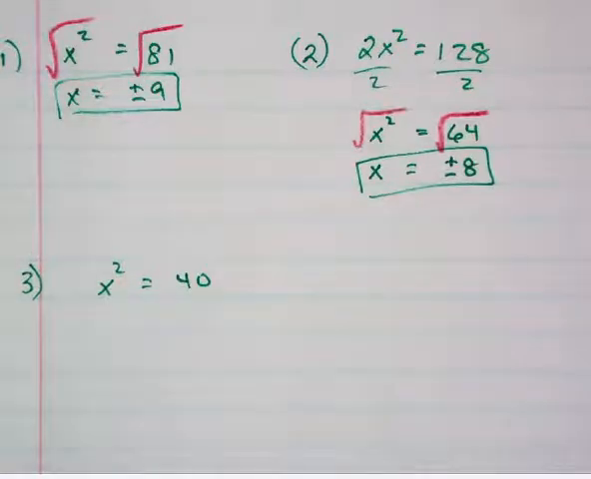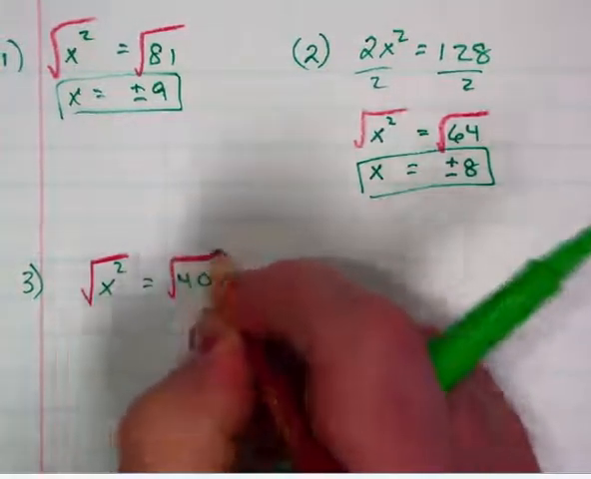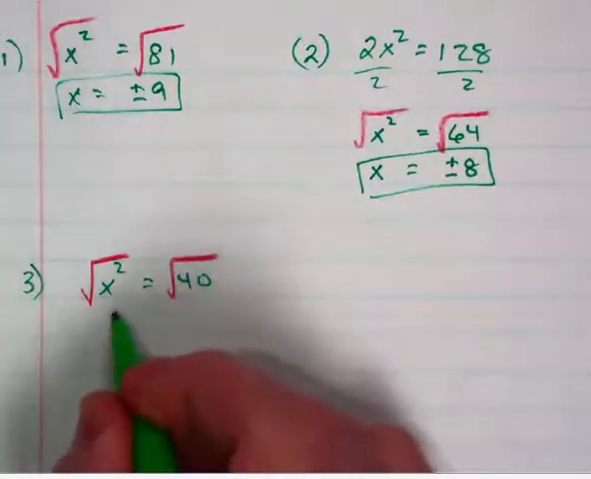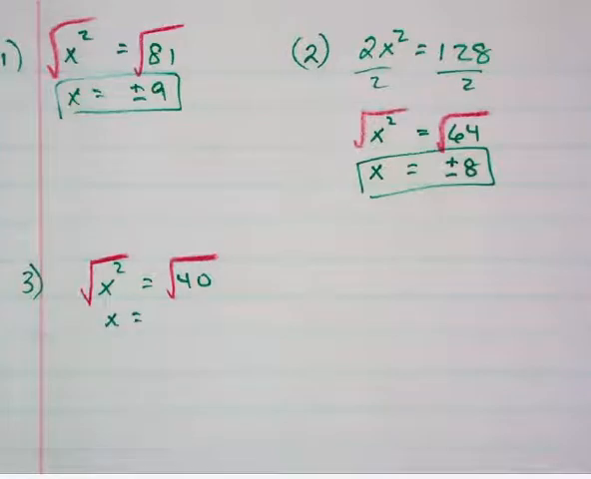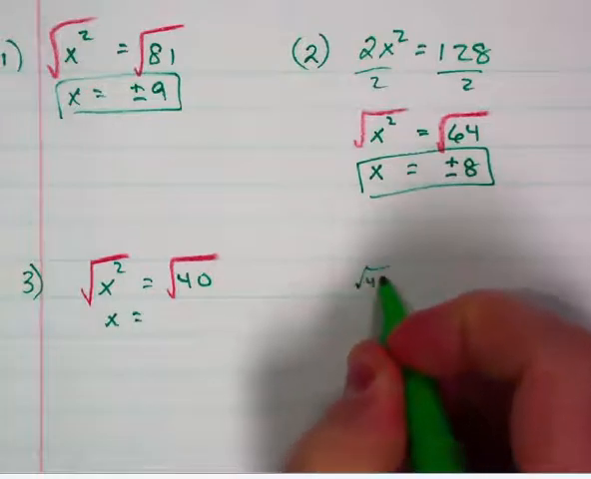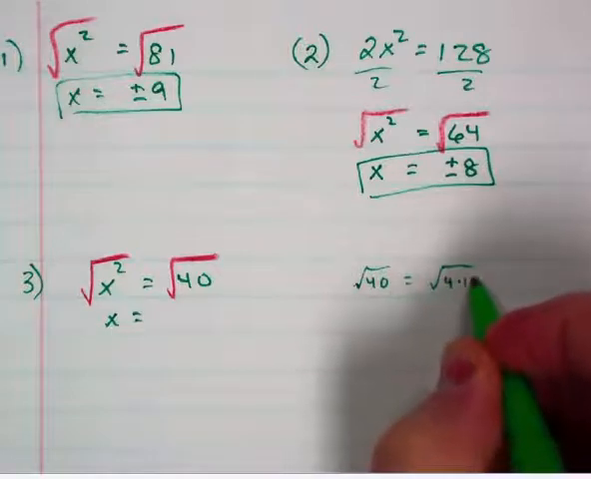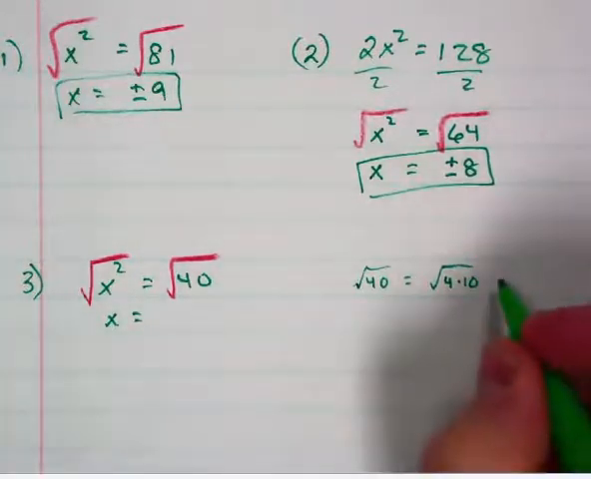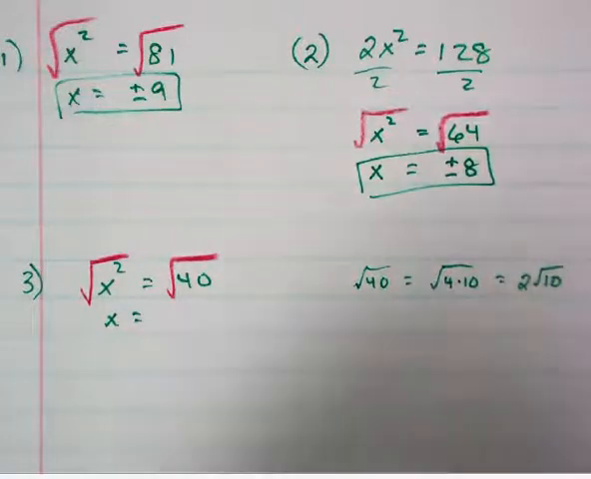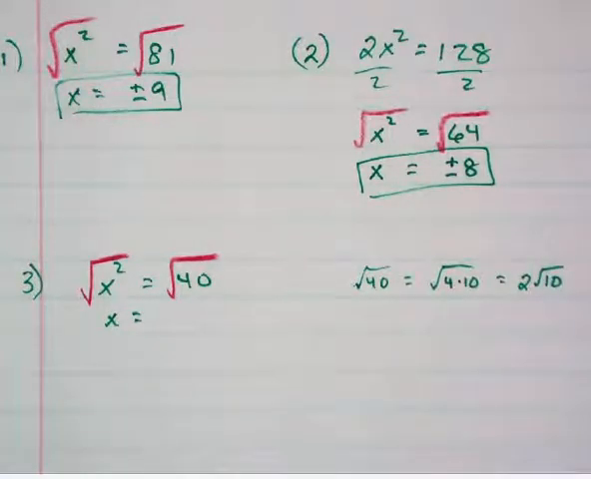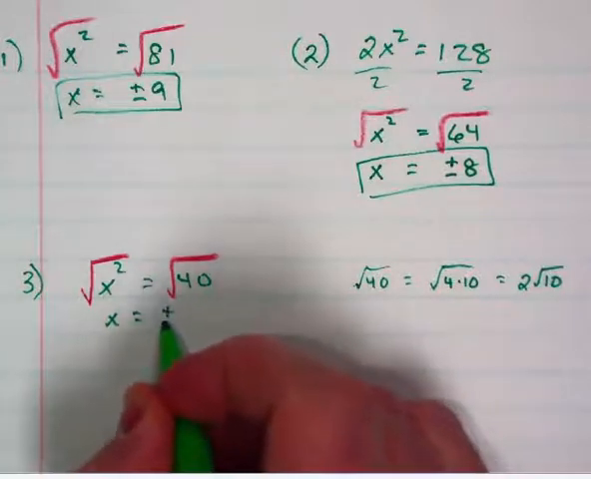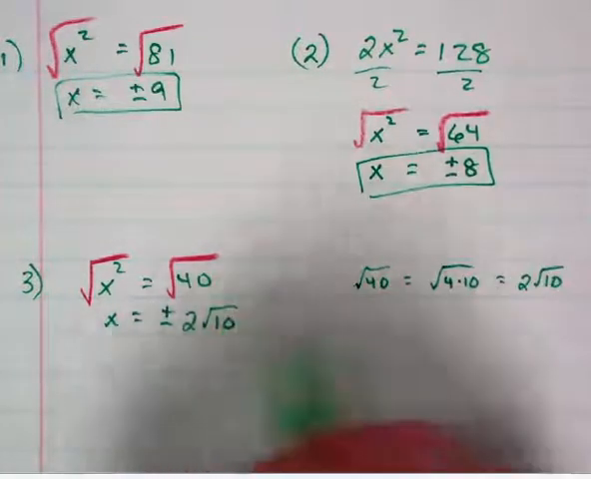I see that the x squared term is isolated, so I'm still going to do the square root. The square root of x squared is x. The square root of 40, well, 40 is not a perfect square. So now I use the ideas that I did the other day to simplify an irrational square root. I know that the square root of 40 is equal to the square root of 4 times 10, which means that this is 2 times the square root of 10. So that means that x is both the positive and negative versions of 2 times the square root of 10.